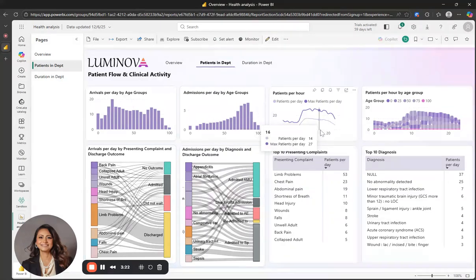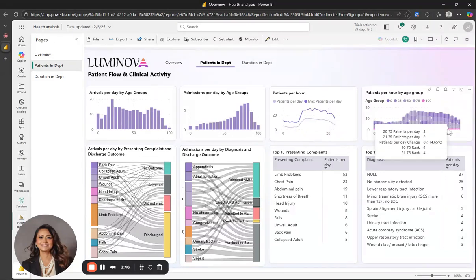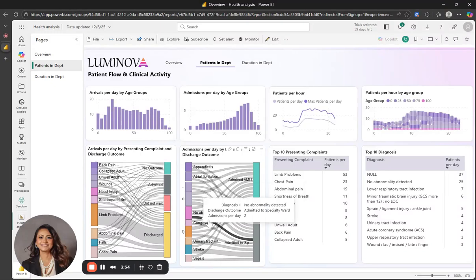To the right, we explore patient volumes across a 24-hour cycle. The first line chart shows patients per hour alongside the maximum patients seen across all days. The ribbon chart then overlays hourly patient distribution by age group, helping surface patterns such as pediatric peaks, evening surges, or overnight pressures.